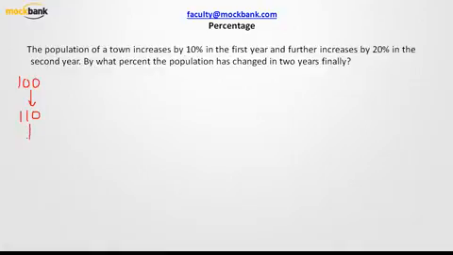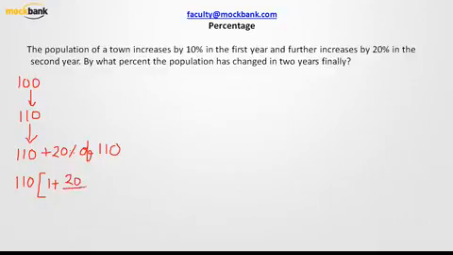Now what do you need to do? 110 needs to increase by 20%. This will increase by 20% of itself. So how do we do it? 110 plus 20% of 110. Can we write it this way? 110, we can take common out of it: 1 plus 20%. 20% is nothing but 20 over 100.